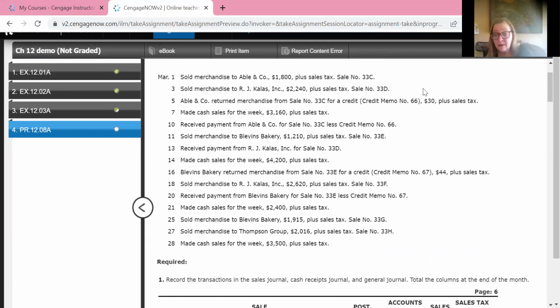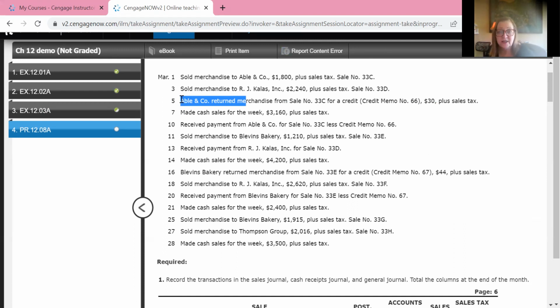Then the 3rd one, Able & Co. returned merchandise from sale number 33C, which is the one we did on March 1st, for a credit. And so that's a credit memo that's going out, and we don't have a place to put that in our sales journal. So we're going to use a general journal to show that returns and allowance. That's the one that happened on the 5th. This one wants the general journal. Then number 7, made cash sales for the week. So we don't put that in the sales journal.